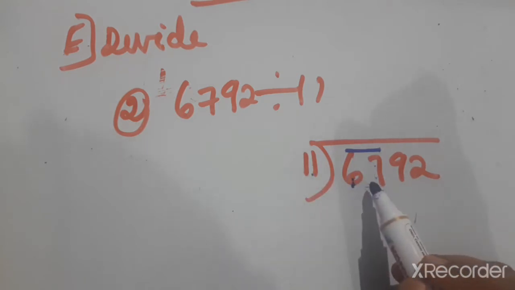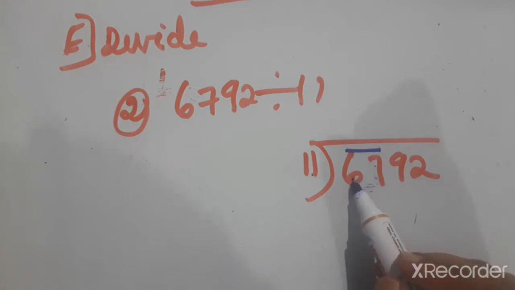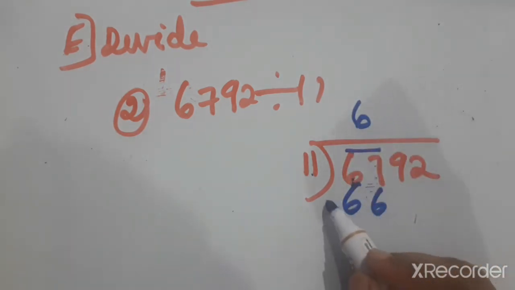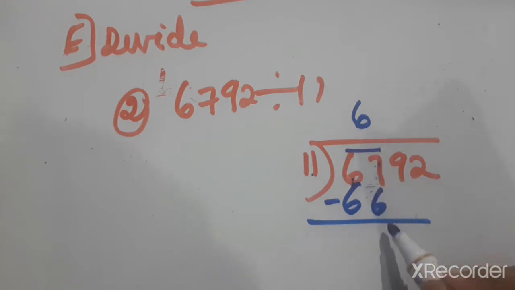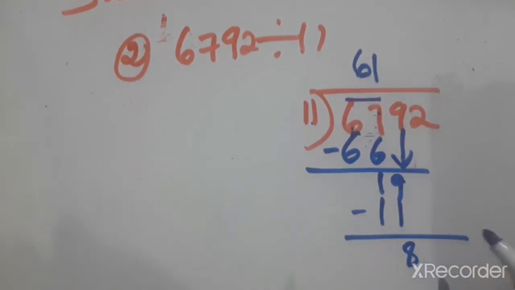So 11 how much are nearer to 67? 11 6s are 66 and 11 7s are 77. 77 is greater than this number. So we can take 11 6s are 66. That is the nearer one. Minus. 7 minus 6 is 1 and take only 9. Now 11 how much are nearer to 19? 11 ones are 11. 11 twos are 22. So 11 ones are 11, we can take. Minus. 9 minus 1 is 8.